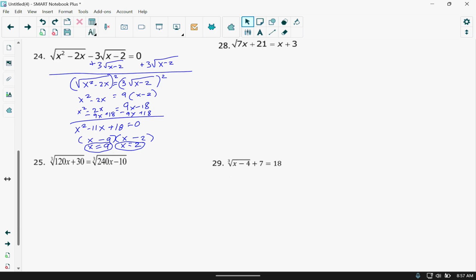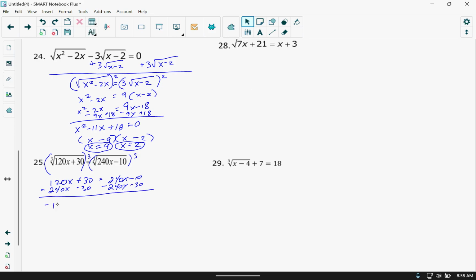Okay, the next one says the cube root of 120x plus 30 is equal to the cube root of 240x minus 10. So right away we're going to cube these. We're going to raise them to the third power. That's going to cause all of the cube roots to cancel. So I have 120x plus 30 equals 240x minus 10. So I'm going to subtract 240x to get the x's to one side. And I'm going to subtract 30 to get those to the other side.